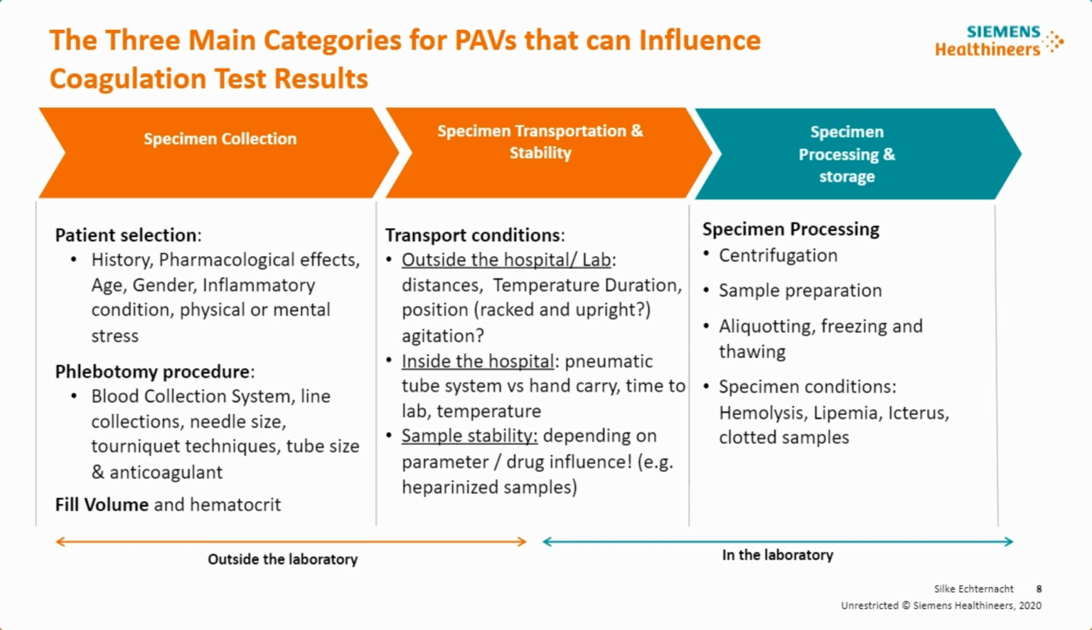And of course, the condition of the specimen. Are there interferences, such as hemolysis, icterus, or lipemia? Are they clotted? All of which need to be addressed from the pre-analytical perspective before the sample is even put on the line or within the analyzer for testing.